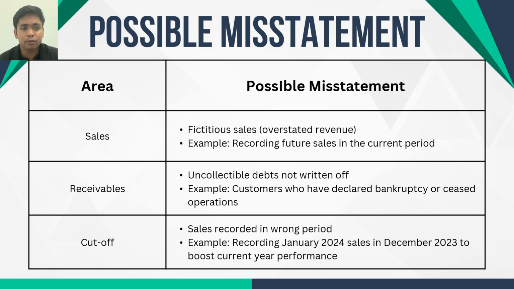Next, under receivables, the issue is not writing off bad debt. This keeps amounts on the books that the company is unlikely to collect. An example is when customers who have declared bankruptcy or stopped operations are still shown as owing money. Then, under cut-off, a misstatement occurs when sales are recorded in the wrong period. For example, a company may record January 2024 sales in December 2023 to boost current year performance.